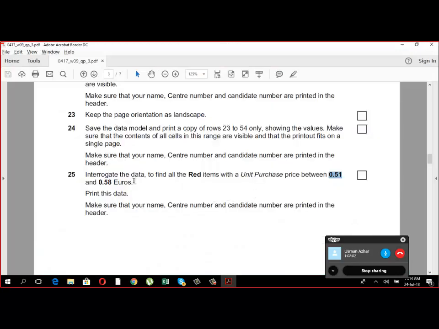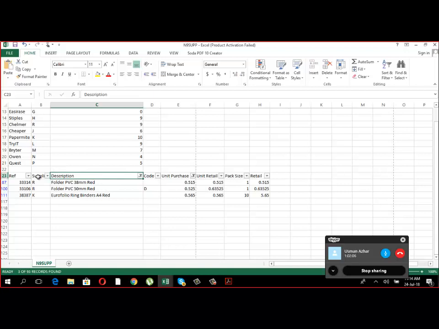Read the question again, and you have to print this. This is known as filtering. Interrogation means filtering. They use different words. Is it clear? Sometimes they will say filtering, sometimes interrogate.